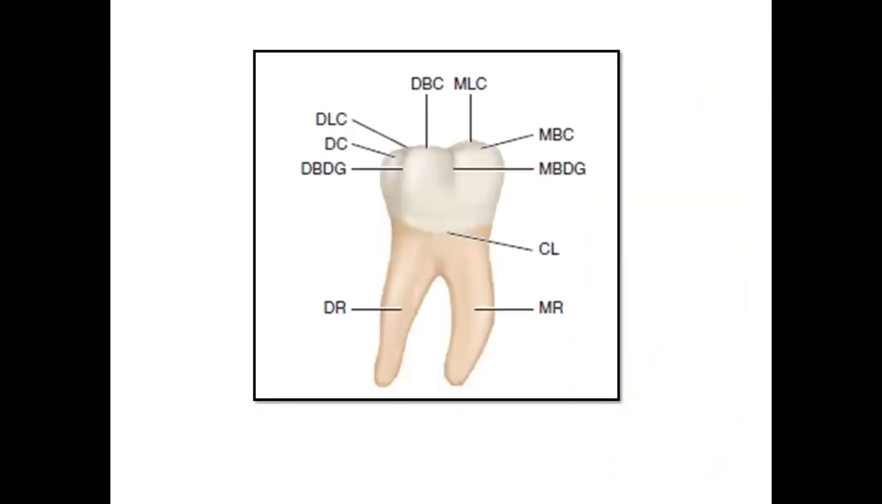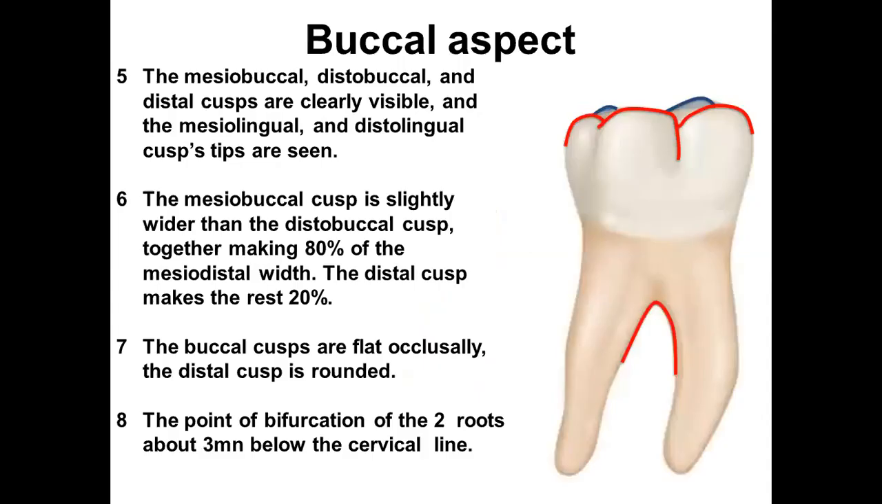So we can appreciate in this schematic diagram that there is mesiobuccal cusp. Then there is distobuccal cusp, mesiolingual cusp, distolingual cusp, distal cusp. There are two developmental grooves seen on the buccal aspect, that is the mesiobuccal developmental groove, distobuccal developmental groove. Then there is a cervical line which is placed concavities towards the apex. And there are two roots visible from the buccal view, the mesial root and the distal root.